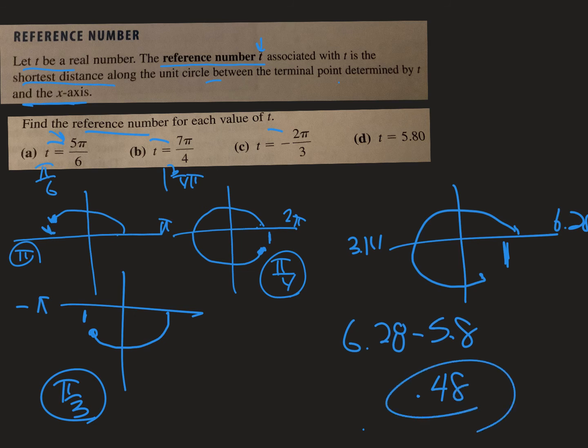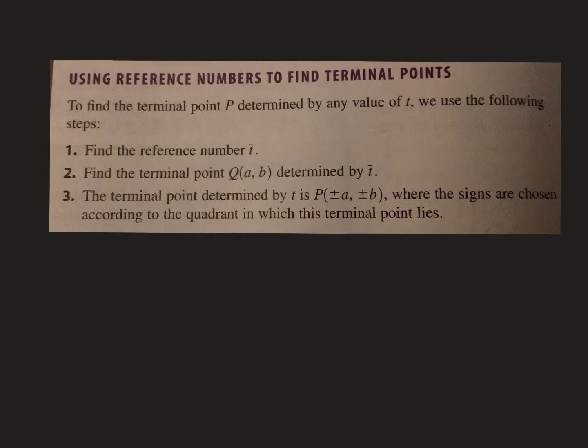So, again, if there's a pi in your answer, if it's in radians, but that's coming later, and you're looking for the reference number, you can drop the top if it's a pi over 3 or pi over 4 or pi over 6. If it's just a number like that, you've got to sit down and figure out how far away it is from the x-axis. That's what the reference number is, how far away from the x-axis.